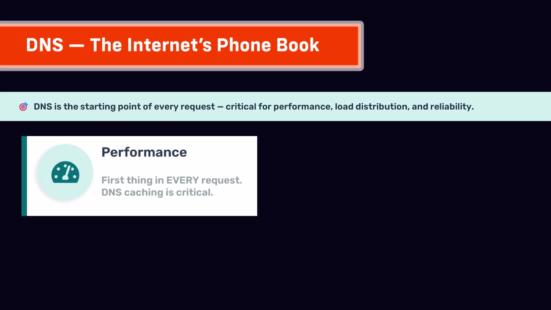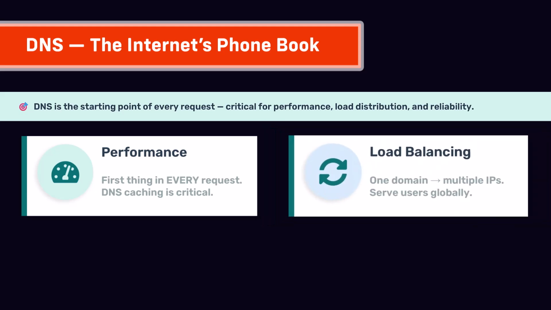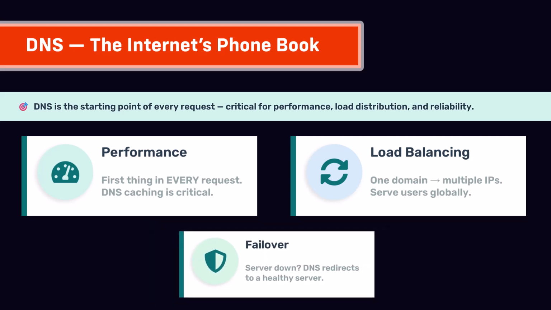The second reason is DNS enables load balancing. A single domain name can map to multiple IP addresses. youtube.com might resolve to a different server depending on where you are in the world. This is how companies serve billions of users globally. The third reason is DNS enables failover. If one server goes down, DNS can redirect traffic to a healthy server. It's a fundamental building block of reliability.